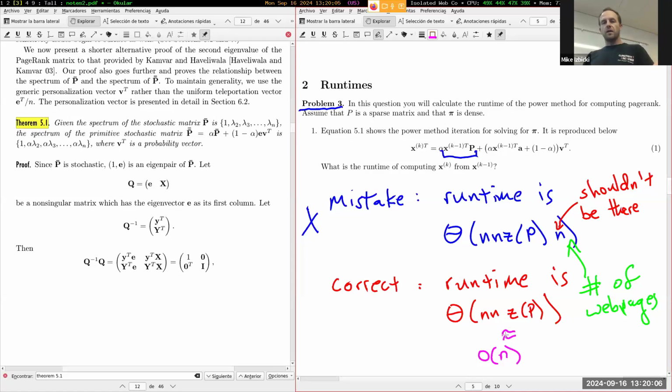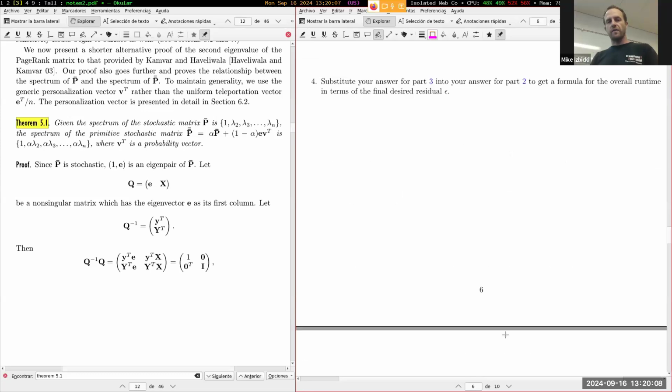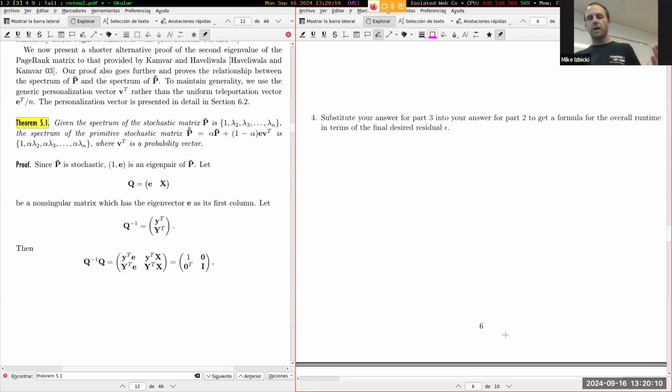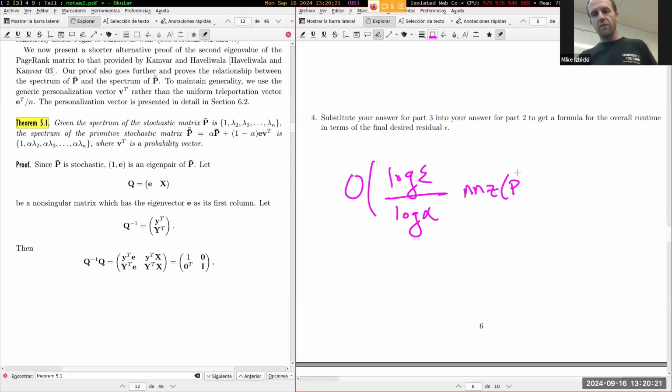The ultimate implication of this mistake is, let's see, part 4 down here is where we got the actual runtime. The actual final runtime should look something like log of epsilon divided by log of alpha, times nnz of p, like that. That's the correct final runtime.